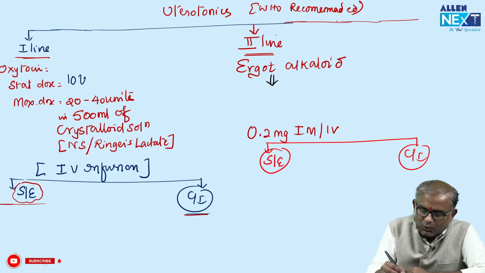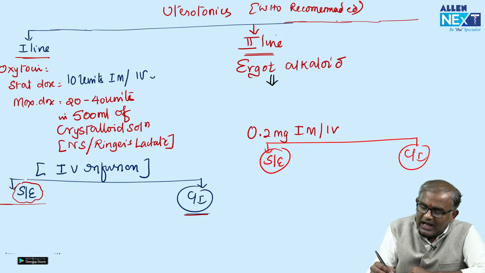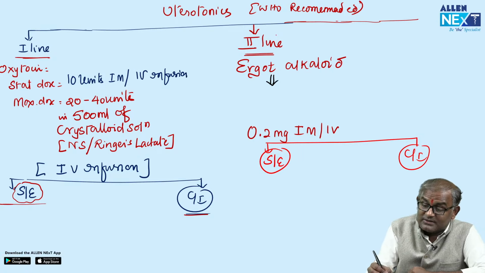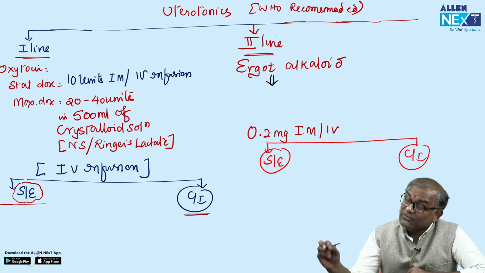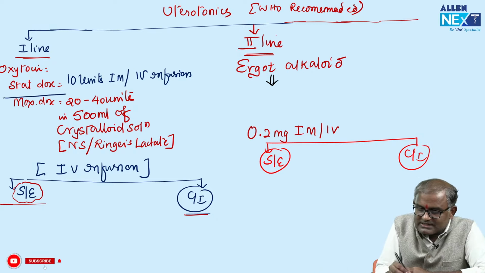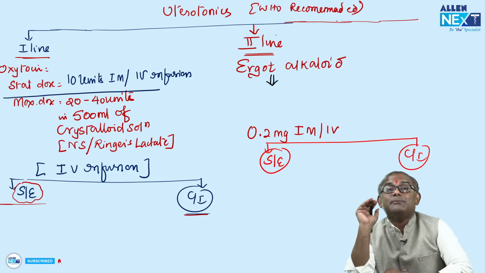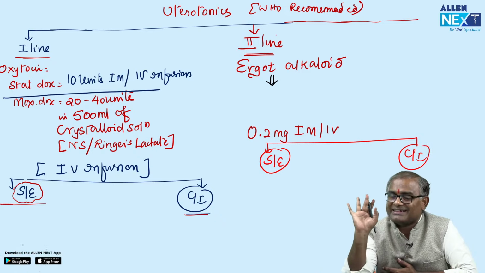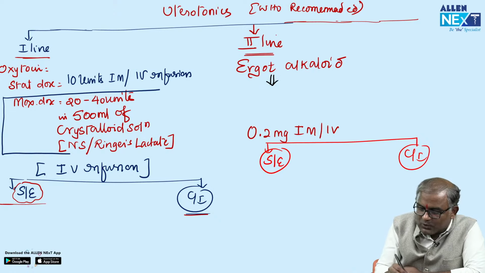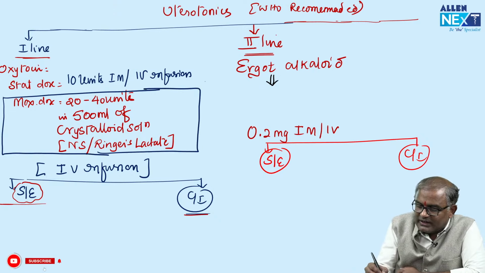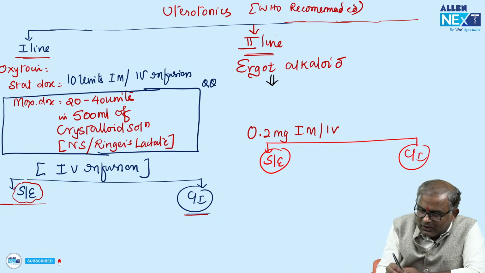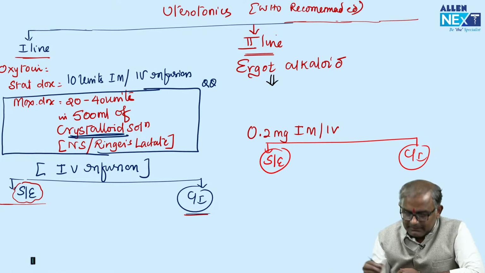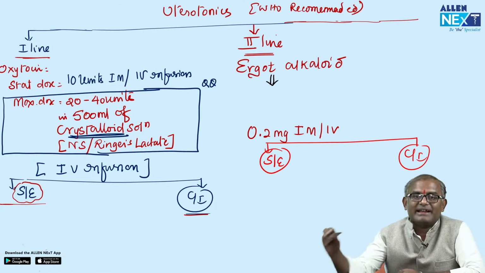Definitely 10 units, 10 units IM or IV infusion. Never IV bolus. IM or IV infusion. Maximum dose is 20 to 40 units in 500 ml of crystalloid, that is normal saline or ringer lactate. Please make a note of it.